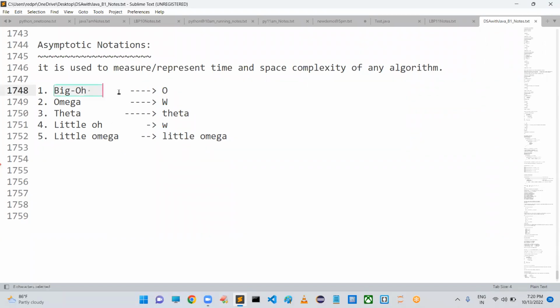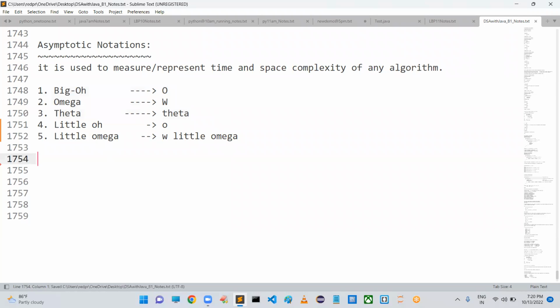The first one is big O notation. The second one is omega notation. The third one is theta notation. The fourth and fifth are little o notation and little omega notation. We are going to concentrate only on the first three: big O notation, omega notation, and theta notation.